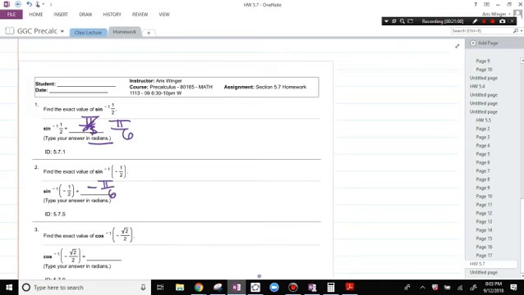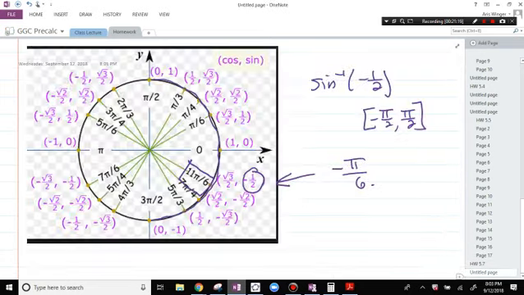Okay, other questions about this? Why it's minus pi over 6, not 11 pi over 6? We decided to put the answer in that interval. All right, inverse cosine of minus square root of 2 over 2. Go to the circle. 3 pi over 4. Inverse cosine is this here, right? Yes, sir. 3 pi over 4. So inverse cosines live in the first and second quadrants. Okay, excellent.